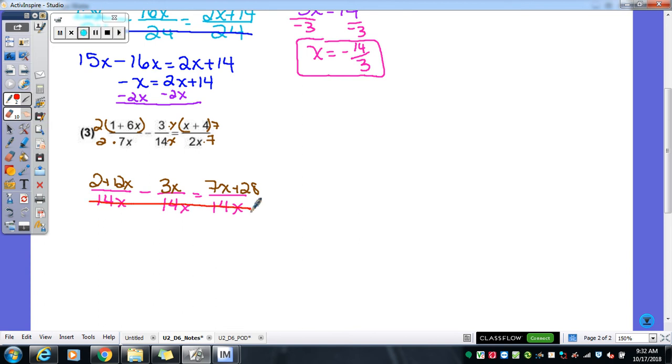I'm going to cross that out. And then I rewrite my numerators. That's my new equation now. That's what we're going to solve. So over here on the left, I'm going to combine my x's. So that 12x minus 3x gives me a 9x.